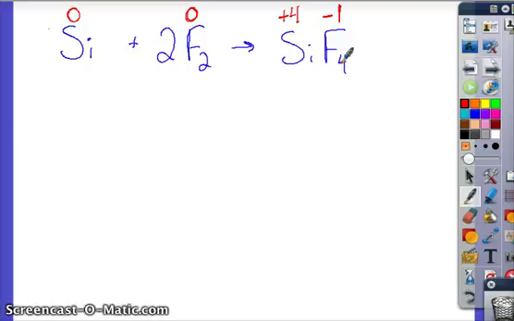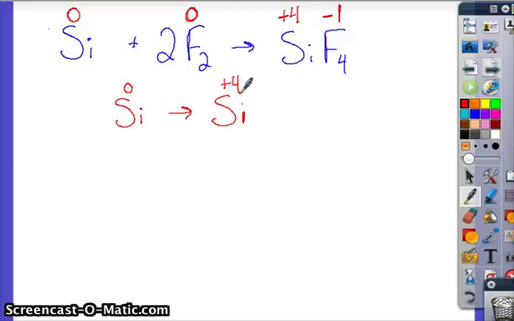Now that we have our charges established, we can look at what's actually happening, which half is losing electrons, which half is gaining electrons, and let's extract out just half of the reaction. So let's look at silicon. We know that silicon is going from a neutral charge to a cation. So Si is now a cation.